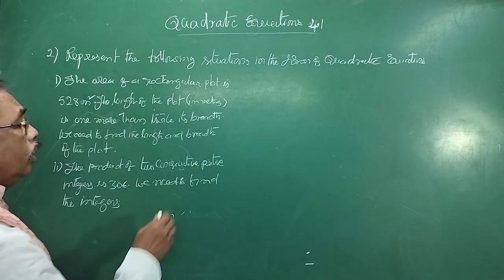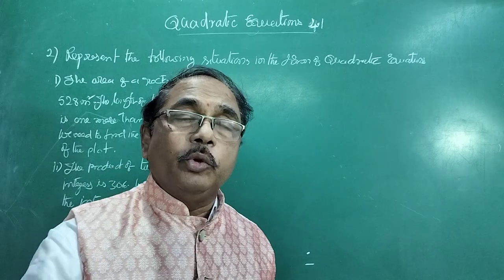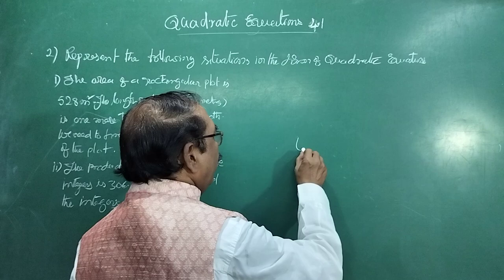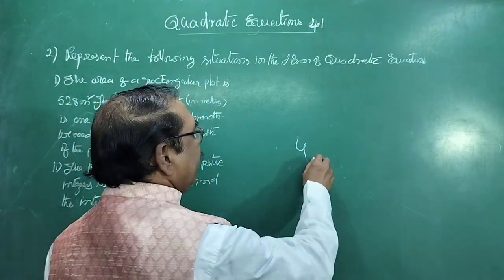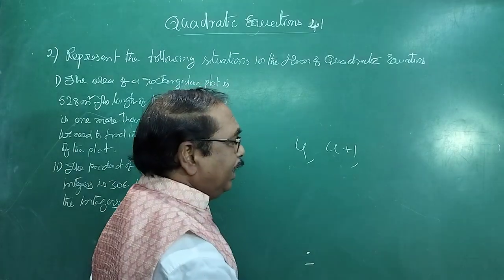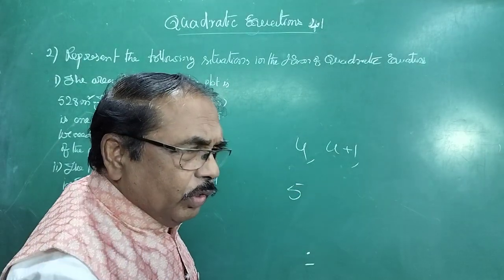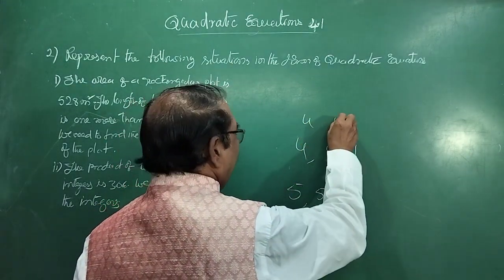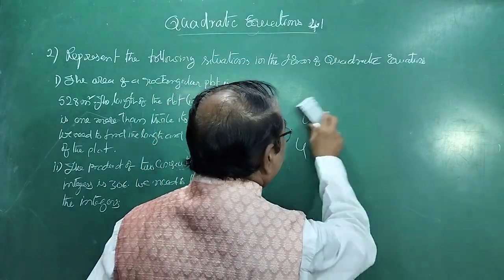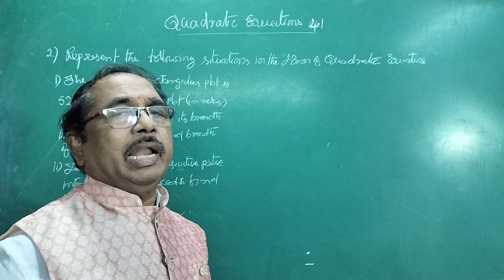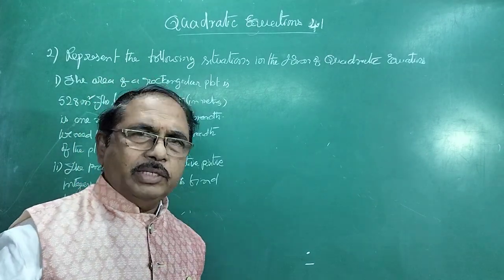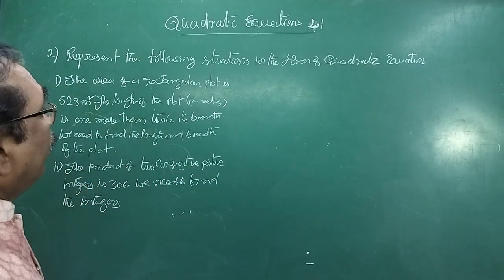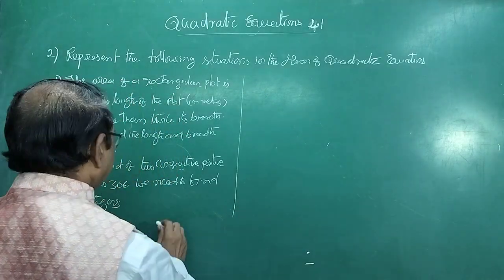Next, another word, consecutive, means one next to one. Suppose 4 is one number, the consecutive number next to 4 is 4 plus 1, that is 5. The next number after 5 is 5 plus 1, that is 6. So 4, 5, 6 is consecutive, in a line, in a proper way. Now the product of two consecutive numbers, let us write.